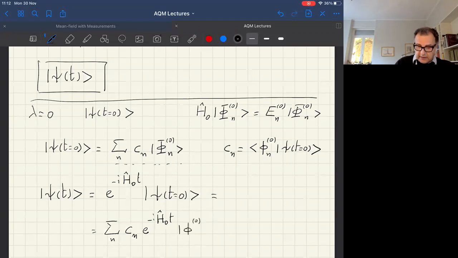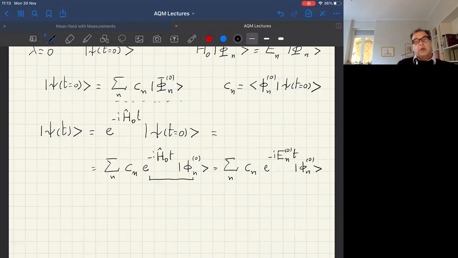exponential and then phi 0 of n. But this operator applied to this state is simple to calculate, because these are the eigenstates of H0. So this is equal to the sum over n of Cn e to the minus i E0n of t phi 0 of n, right?